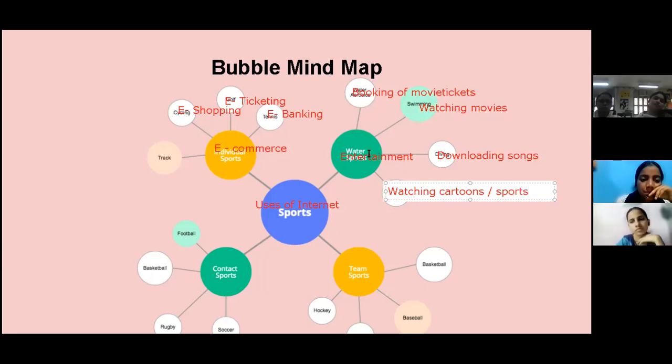See, entertainment is one major thing. E-commerce is one major use of the internet, and from there you are branching out. So what happens under e-commerce? What all is coming under entertainment? So it's very clear. Rather than putting it down one below the other, this becomes very clear.